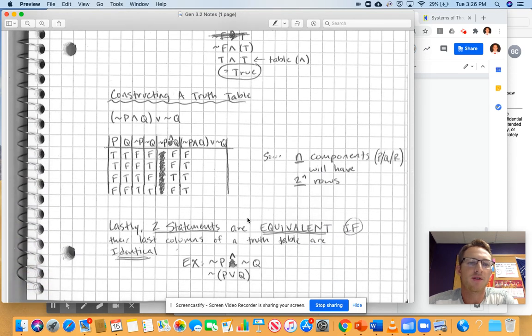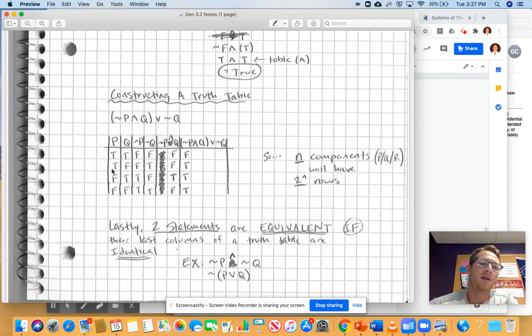So constructing a truth table. So let's say we have parentheses, not P and Q, parentheses, or not Q. So let's look at what elements we have. We have P, we have Q, and we have Q. So let's start off with P and Q in our columns. Well, we also have not P, and we also have not Q right here. And then we also have not P and Q, so not P and Q. Sorry for the scribbling. And then we have the whole thing. Our last column is always the whole statement. So not P and Q or not Q.